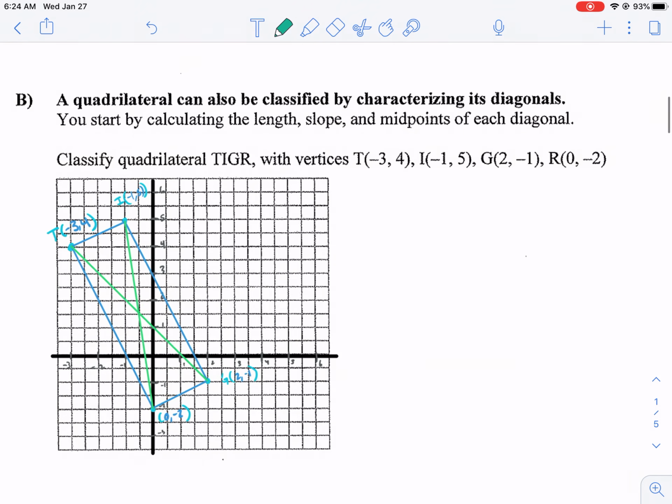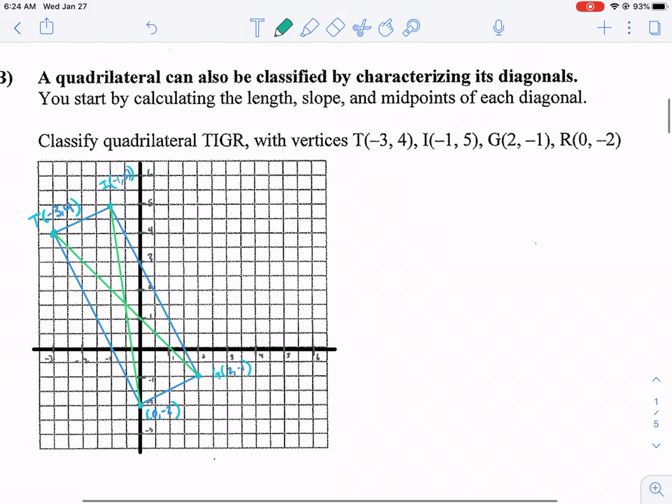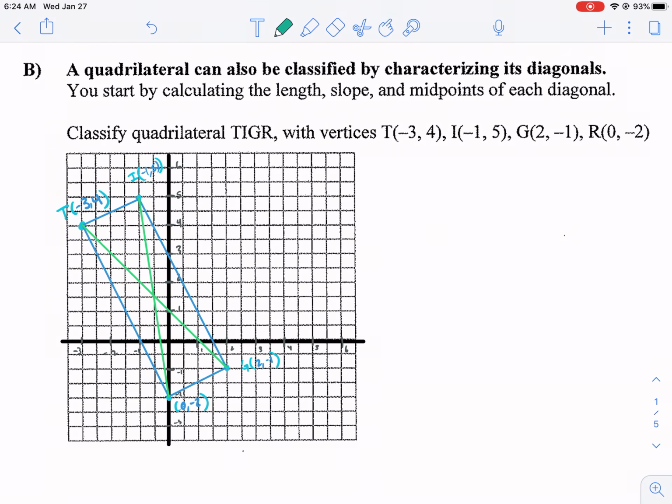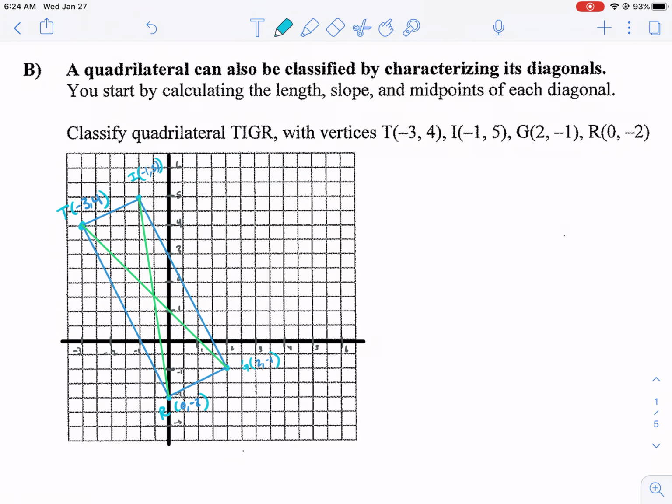As you can see, we're going to start with letter B. A quadrilateral can also be classified by characterizing its diagonals. I've already drawn this shape. I think I forgot a letter here. I forgot to label this R. But I already have the shape drawn with vertices as it describes here. And the hint it gives is by characterizing its diagonals.